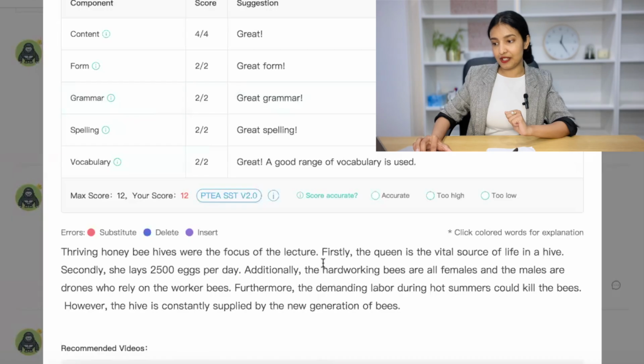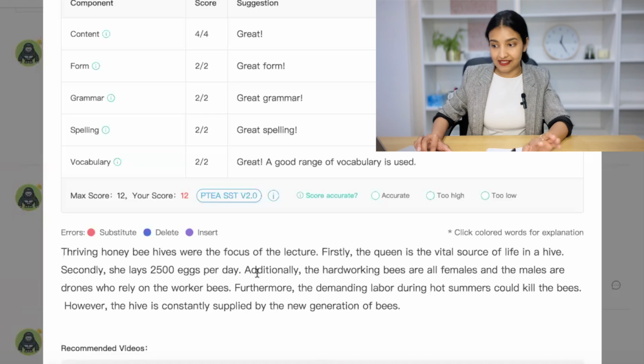And what I've written is: thriving honeybee hives were the focus of the lecture. It's always perfect to start your answer with the topic. So instead of saying the main focus of the lecture is topic, try to say topic was the main focus of the lecture. So the first word of your answer, it's good to start with the main keyword itself. Thriving honeybee hives were the focus of the lecture. Firstly, here I just wrote firstly and I wrote the sentence which I wrote down as my content on my notes. The queen is the vital source of life in a hive. I have written exactly that in my notes. Secondly, she lays 2,500 eggs per day. Again, my notes as is.